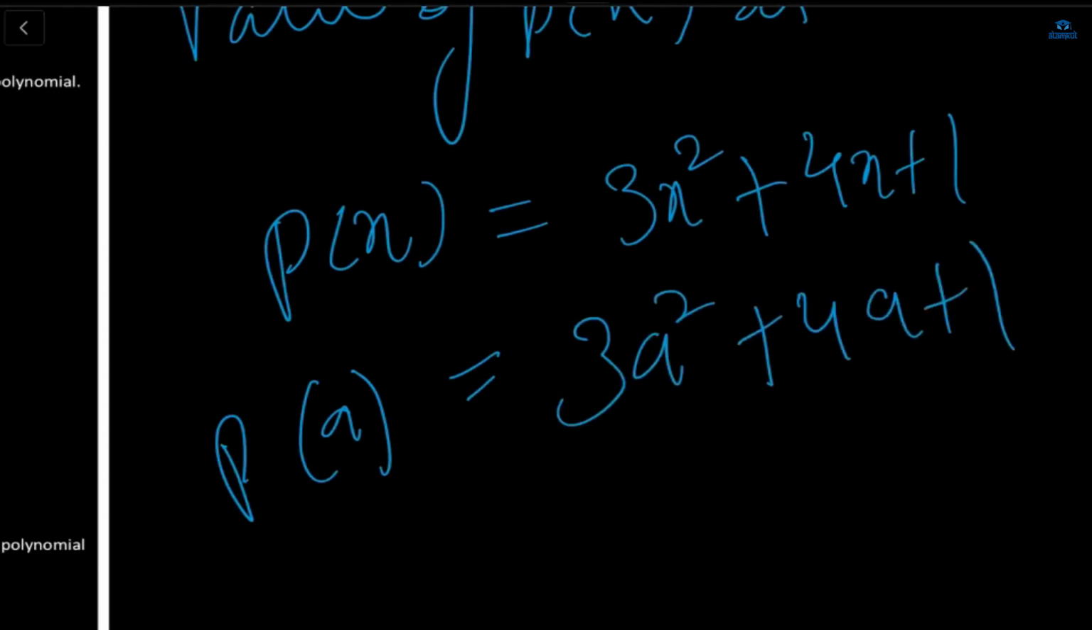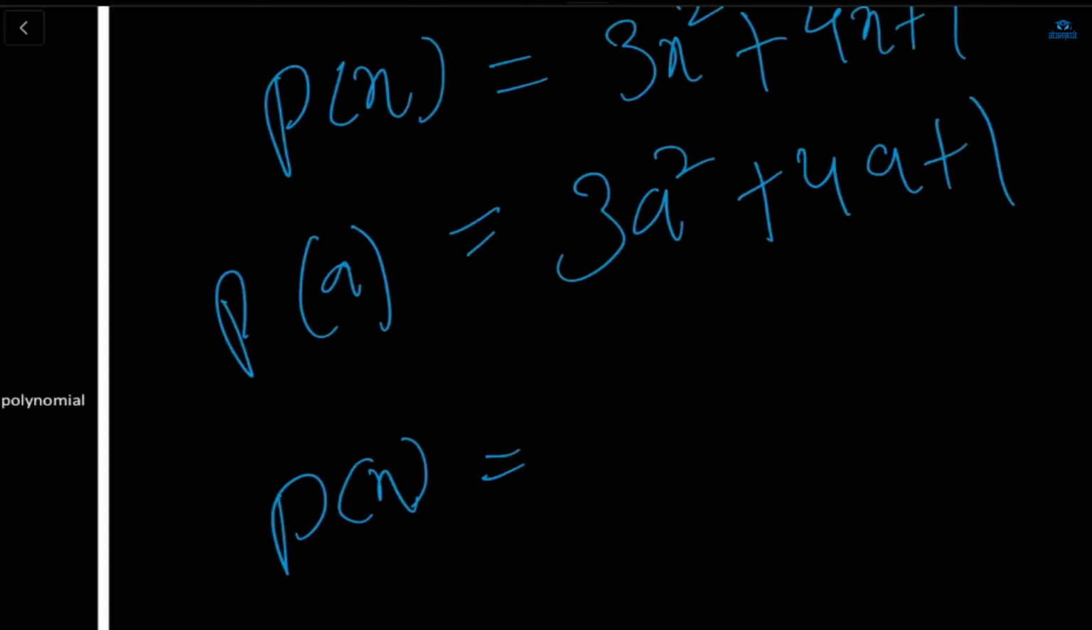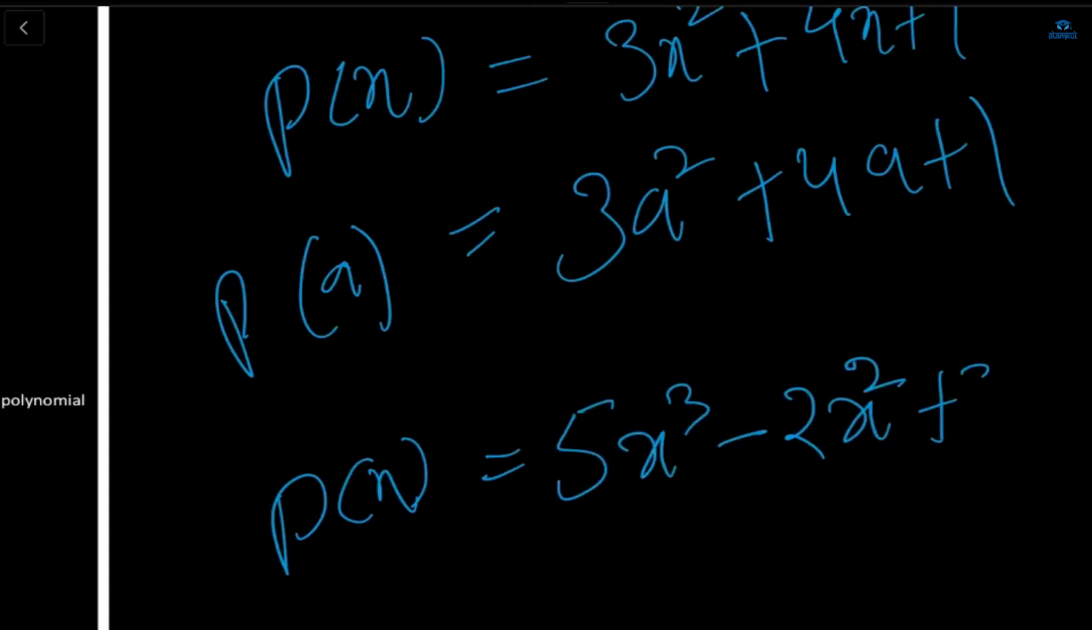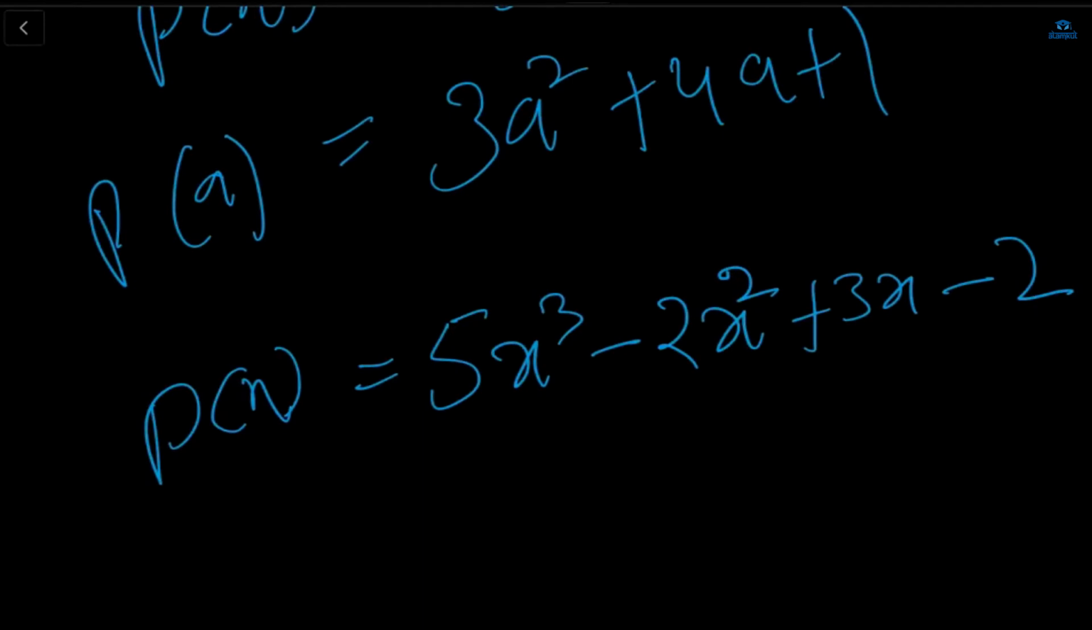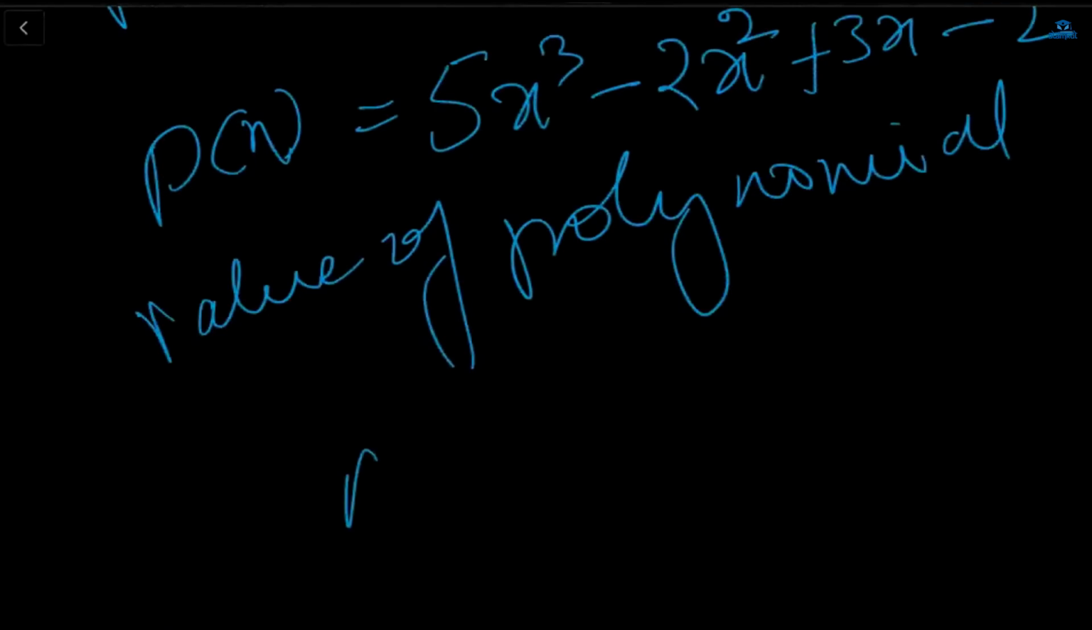Now it was for a general number a. For example, a fixed value is given to you. Let's see, p(x) is equal to 5x cube minus 2x square plus 3x minus 2. This is the given polynomial, everybody. Now I am asking, what is the value of the polynomial at x is equal to 1? This is the point where you have to find the value. x is equal to 1.